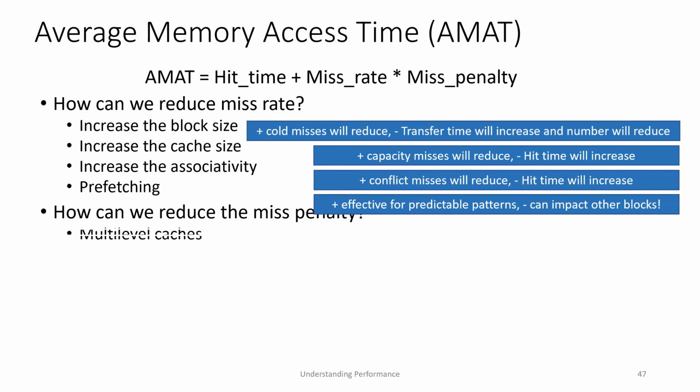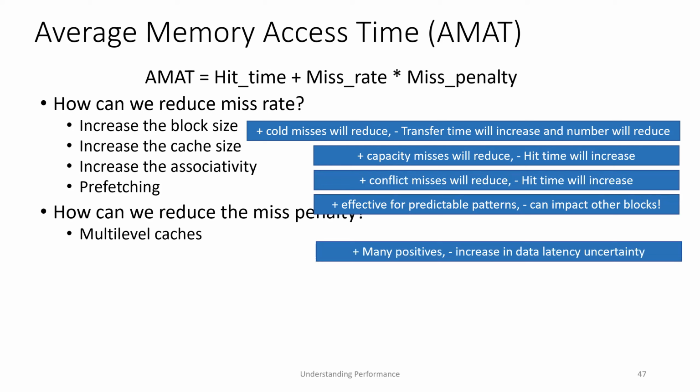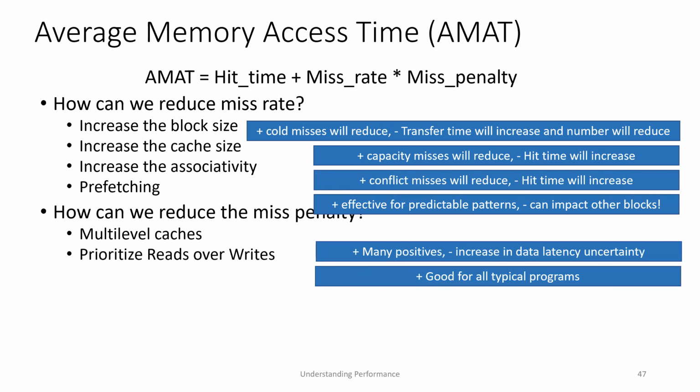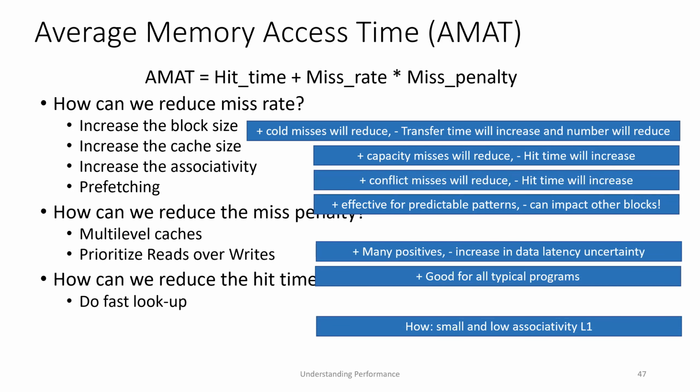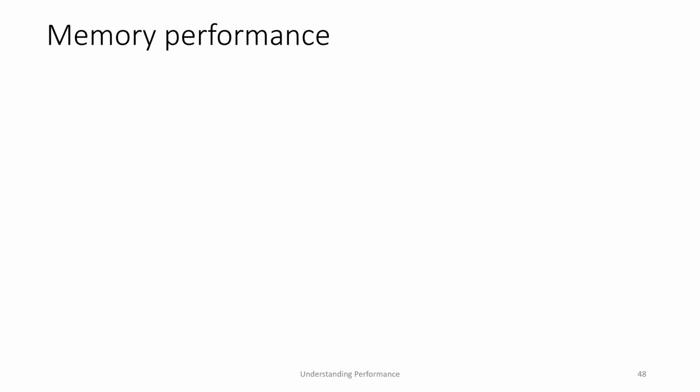How can we reduce the miss penalty? We will typically deploy multi-level caches, and prioritize reads or writes. And how can we reduce the hit time? We do a fast lookup. That's the reason we have small and typically 4 to 8 way associative L1 caches, because the higher the associativity, the slower it would be. And do address translation faster. That's why we have TLBs.